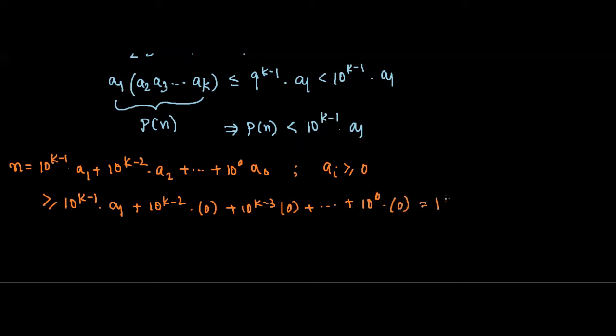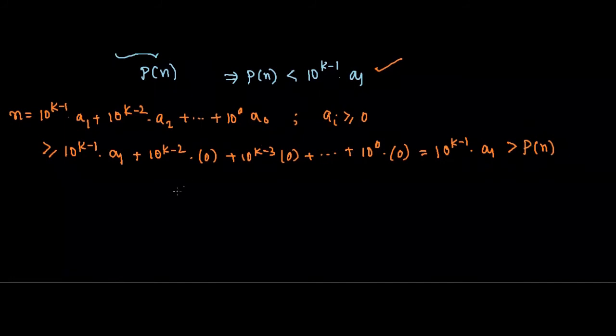So this is actually equal to 10 to the power k minus 1 times a1. So we get that n is greater than or equal to 10 to the power k minus 1 times a1. And we already know from here that 10 to the power k minus 1 times a1 is strictly greater than the product of the digits of n. So hence we have proved that n is greater than the product of digits of n.